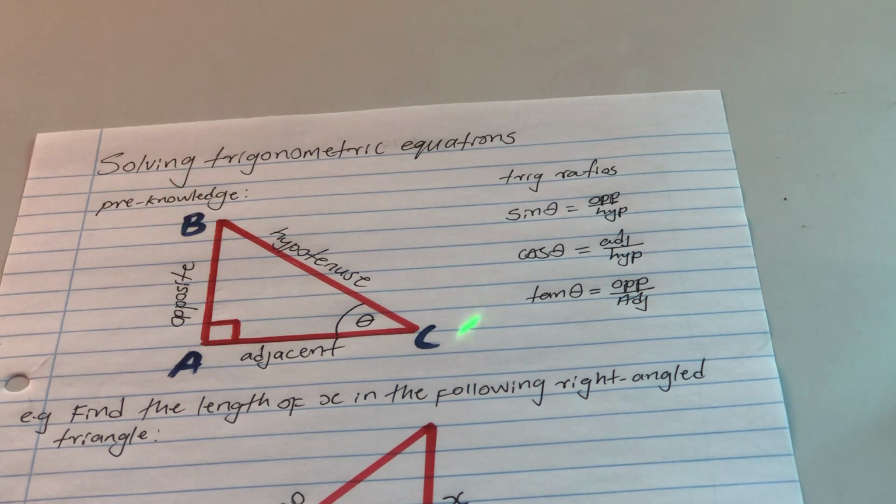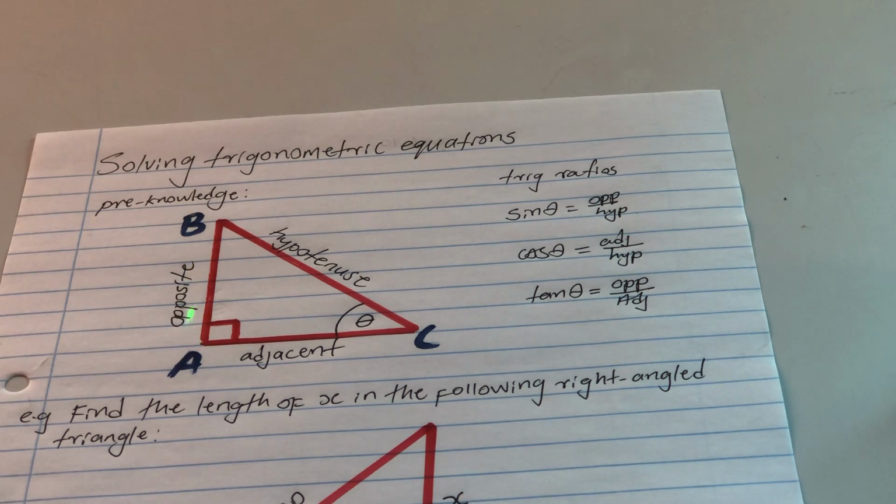As you can see here, I have a triangle ABC. This is a right-angled triangle because one of the angles is 90. So, in this triangle, we can calculate the side AB, which is opposite, side AC, which is adjacent, and the side BC, which is the hypotenuse.